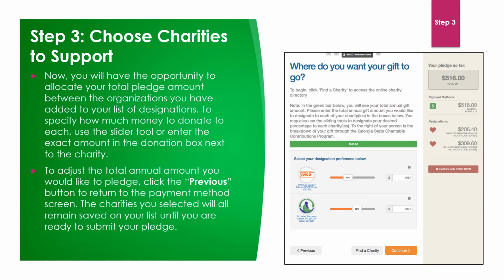Now it's time to designate your pledge to each charity. You will have the opportunity to allocate your total pledge amount between the organizations you have added to your list of designations. To specify how much money to donate to each, use the slider tool or enter the exact amount in the donation box next to the charity. To adjust the total amount you would like to pledge, click the Previous button to return to the payment method screen. The charities you selected will all remain saved on your list until you are ready to submit your pledge.